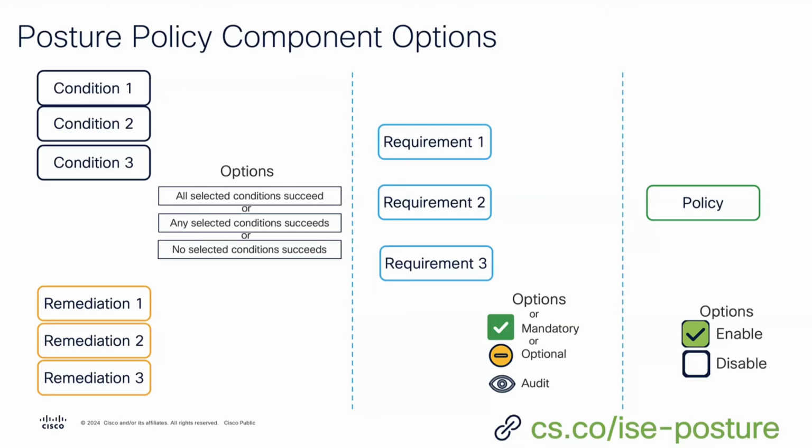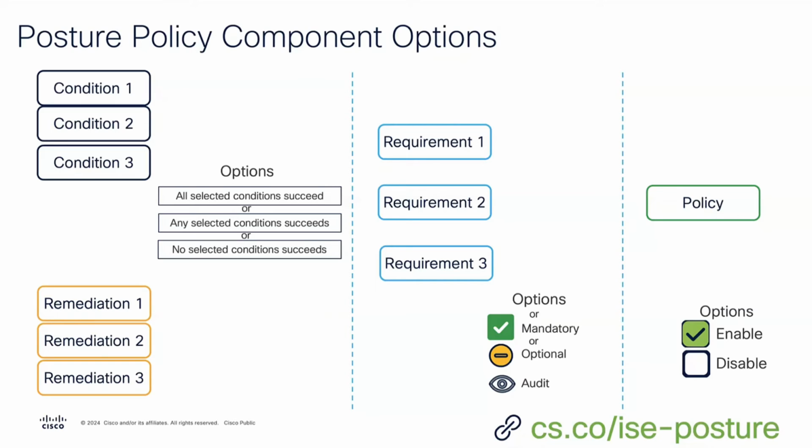An optional requirement is nothing but an endpoint might not be meeting that requirement, and the end user can even skip it in order to get the compliant access. An audit requirement will not even notify the end user. It gets evaluated in the backend and it doesn't even actually come into play. It is to get the auditing of endpoint posture compliance.